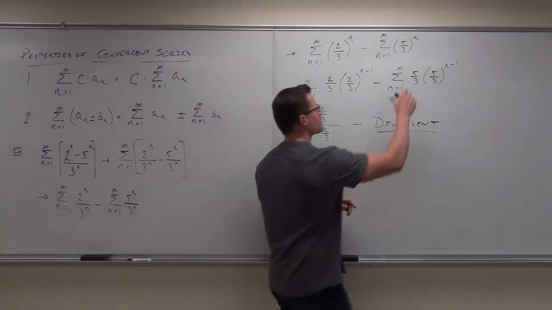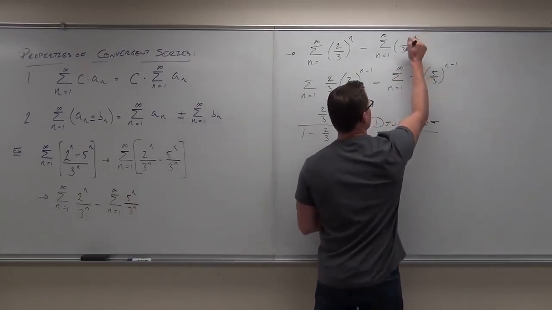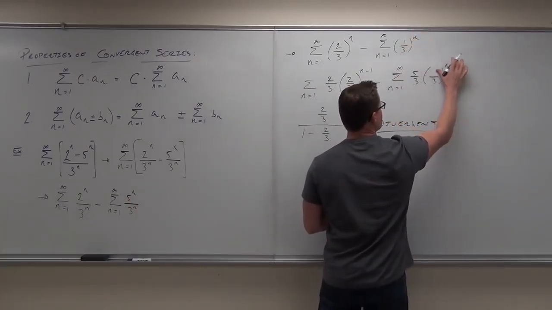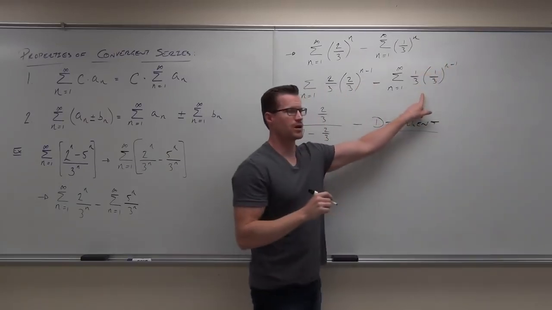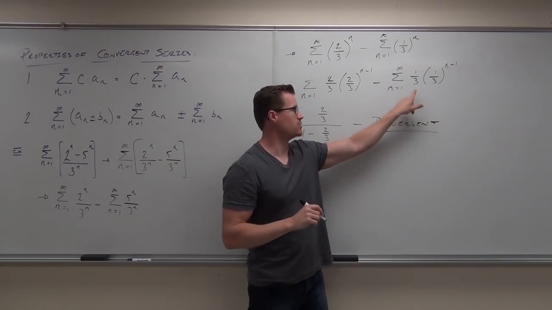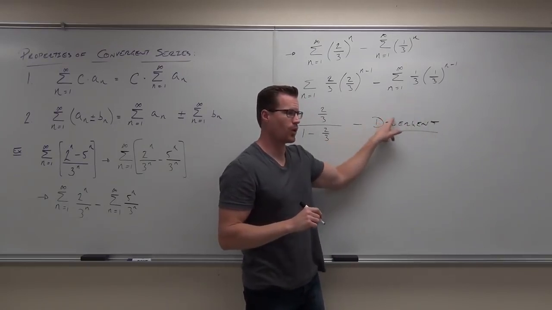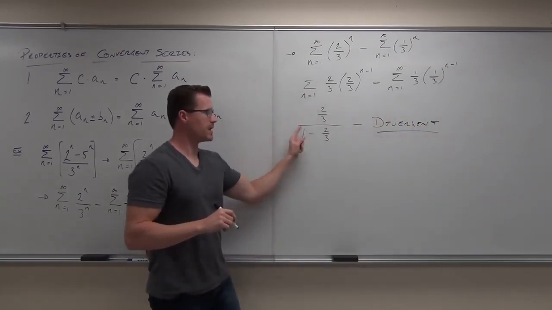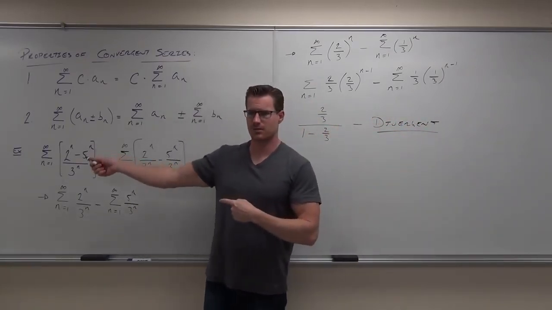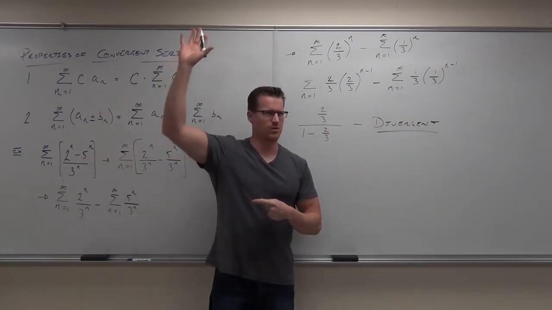So let's imagine that this was 1/3. And this was 1/3. Would this be convergent? In this case, you would do 1/3 over 1 minus 1/3. You'd figure out this sum, you'd figure out this sum, and you would subtract them, and that would give you the sum of your series. Show of hands if you feel okay with this idea.